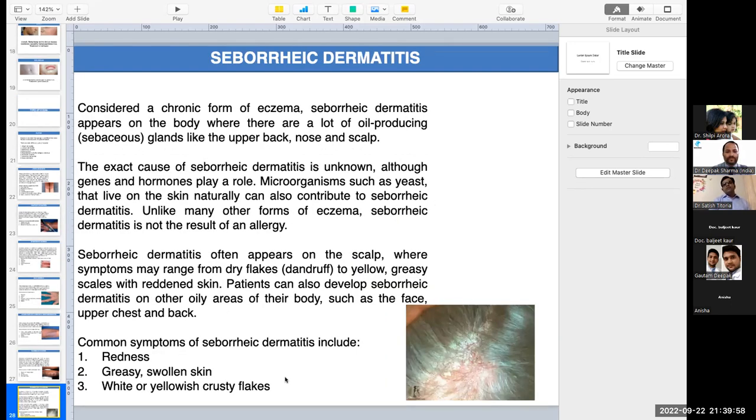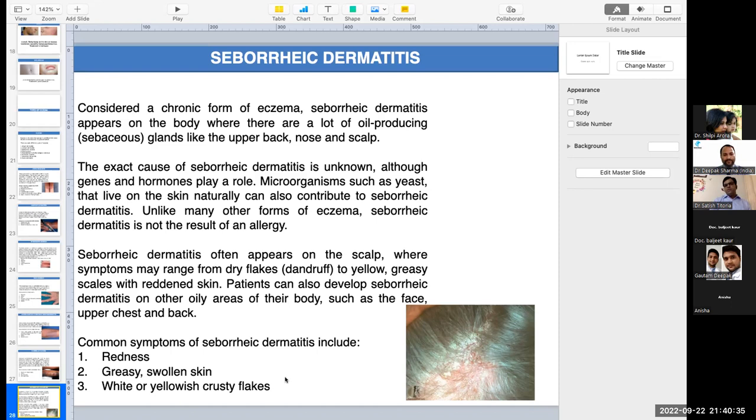Next common condition is seborrheic dermatitis. Considered a chronic form of eczema, seborrheic dermatitis appears on the body where there are a lot of oil-producing glands, like the upper back, nose, and scalp. The exact cause of seborrheic dermatitis is unknown, although genes and hormones play a very important role. Microorganisms such as yeast that live on the skin naturally can also contribute to seborrheic dermatitis. Unlike many other forms of eczema, seborrheic dermatitis is not the result of allergy.